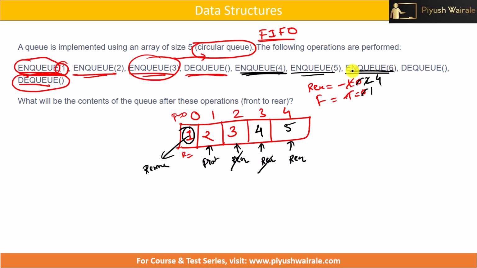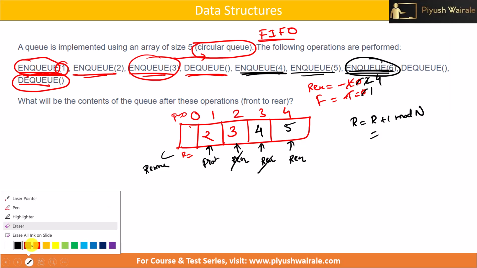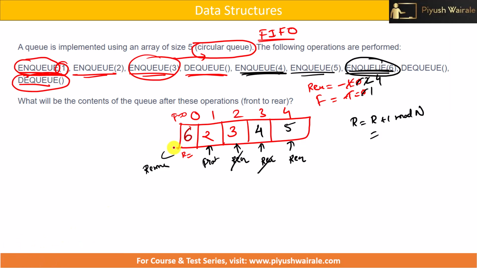We have NQ6. Now where will the 6 get added? If you observe, in the case of NQ operation, rear equals rear plus 1 mod of n. So rear is 4, 4 plus 1 is 5, 5 mod 5 is 0. So we have to add the element 6 here because it is already empty, because we have removed this. If the element is present, in that case we can say it's an overflow condition. But here we have the empty space. So we are going to add this element 6 at position 0.